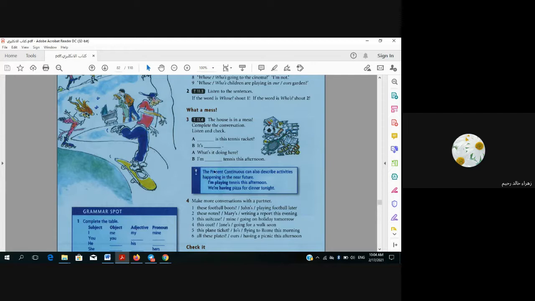The present continuous can also describe activities happening in the near future.